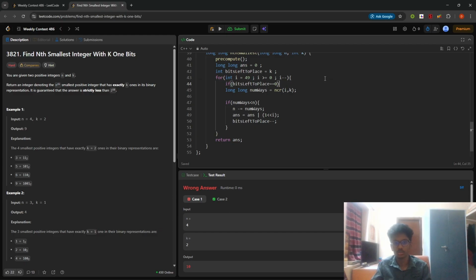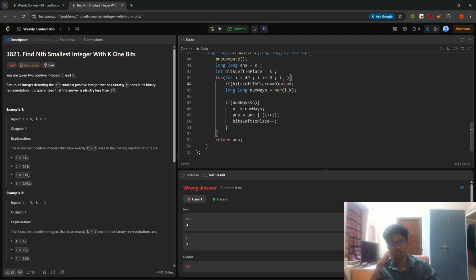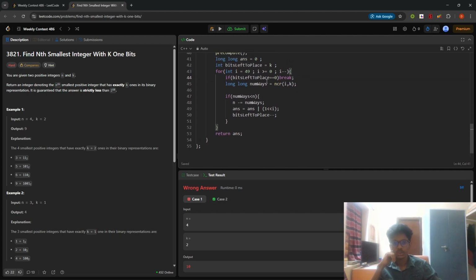Okay, we need to break this loop, not return 0. Once again, let's reiterate over the logic. We have answer equal to 0, bits left to place equal to k, that means we have k bits left to place, and i equal to 49, i greater than or equal to 0, i minus minus. If bits left to place is equal to 0, in that case you would break the loop. We are computing number of ways.